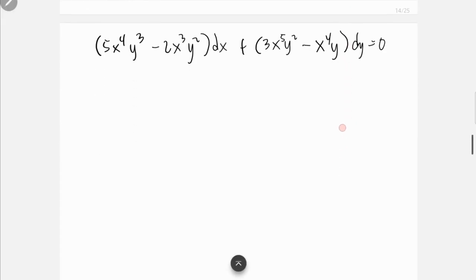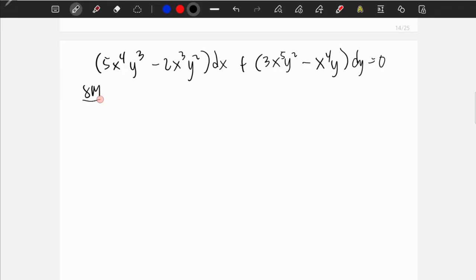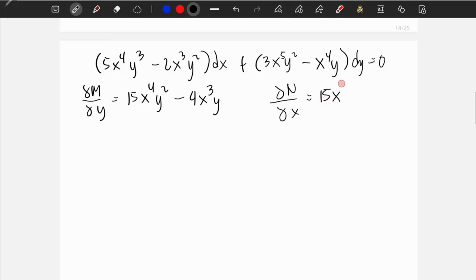Let's check if this is now exact. Partial derivative of M with respect to y is 15x to the power of 4 y squared minus 4x cubed y. Partial derivative of N with respect to x is 15x to the power of 4 y squared minus 4x cubed y. Are they equal? Okay. It's now exact, so we can use the process of exact DE.